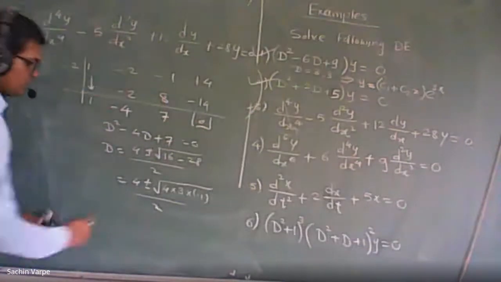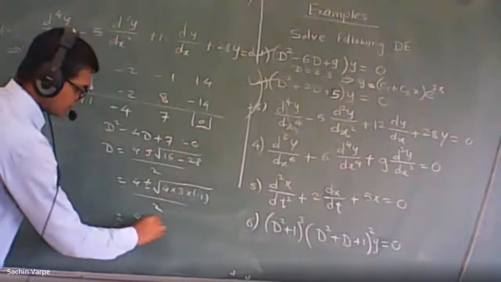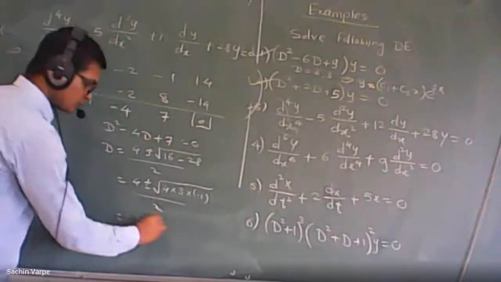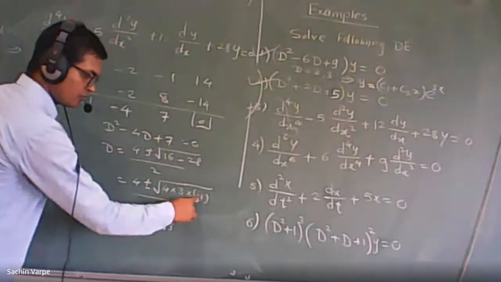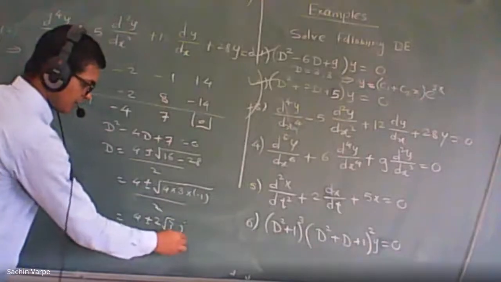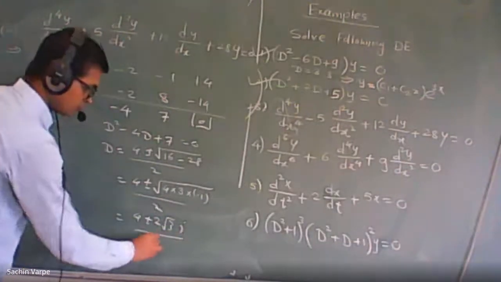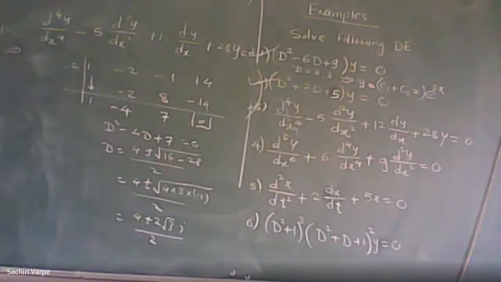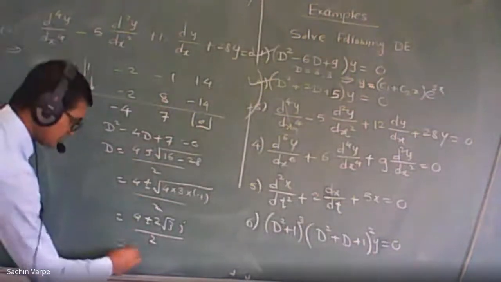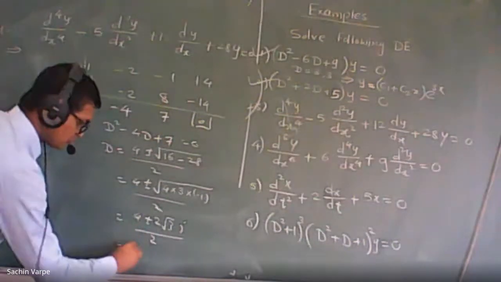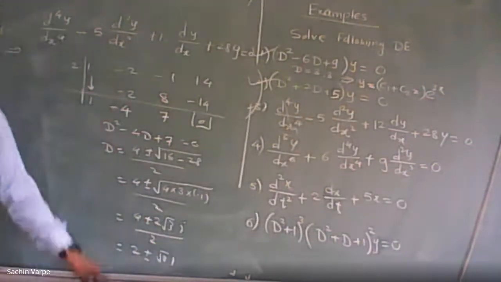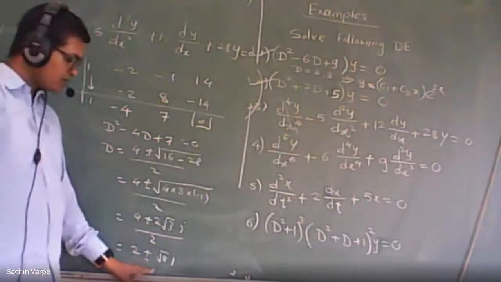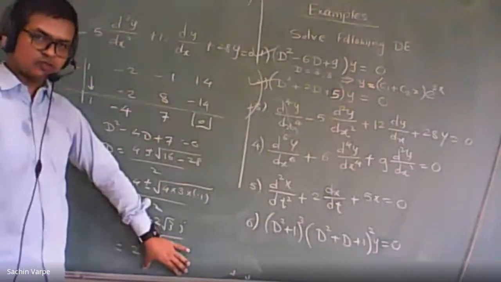So 4 plus minus square root of 4 is 2, square root of 3 is root 3, and square root of minus 1 is i, upon 2. Is it okay? So when we separate the denominator, it will be 4 by 2, 2 plus minus 2 will get cancelled, root 3i. Right? So 2 plus minus root 3i are the two roots.